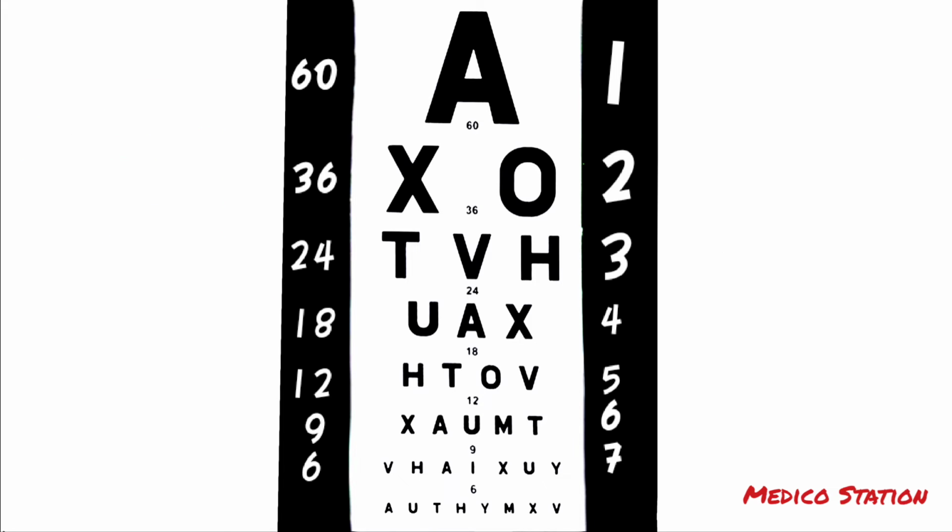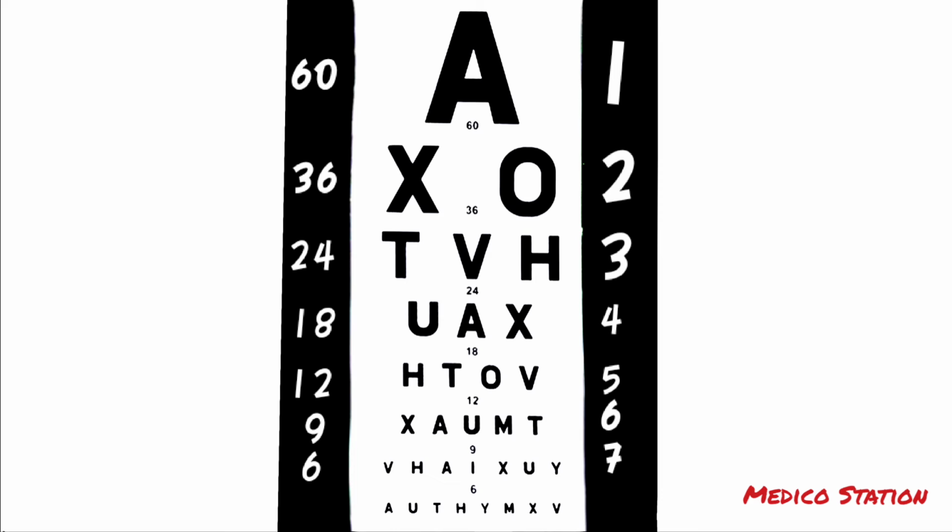So starting from the 7th row, we keep on moving up till the person is able to see clearly the alphabets. So it's like 6 by 6, 6 by 9, 6 by 12, 6 by 18, 6 by 24, 6 by 36, and 6 by 60. 6 by 60 means that the person is only able to read the first row alphabet. That means that a normal person could have read it from a distance of 60 meters, but he can read it from a distance of 6 meter only.